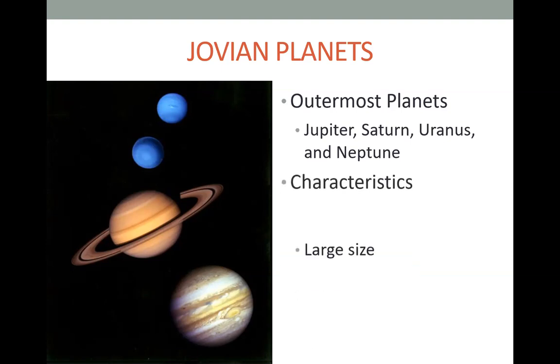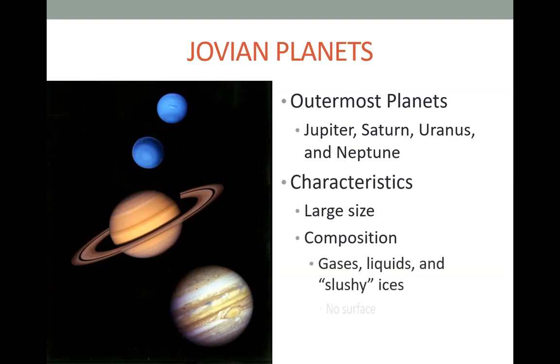Now these Jovian planets have a large size in comparison to the terrestrial planets. Their composition is that they are filled primarily with gases, liquids, and slushy ices, kind of like if you were to go to a 7-Eleven and get a slush, or go to Sonic and get a slush there, although that's not quite the same. But slushy ices. So that's the consistency that we're going to be thinking about in this case.